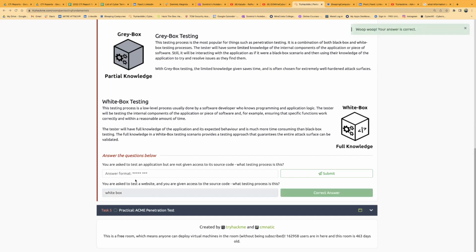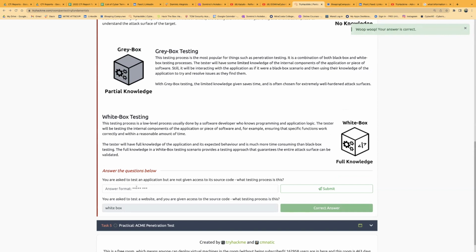And then this one, I believe since you're not giving anything, or you're testing an application but you don't even have the source code, I believe this one's just black box. There we go. Almost done, y'all.